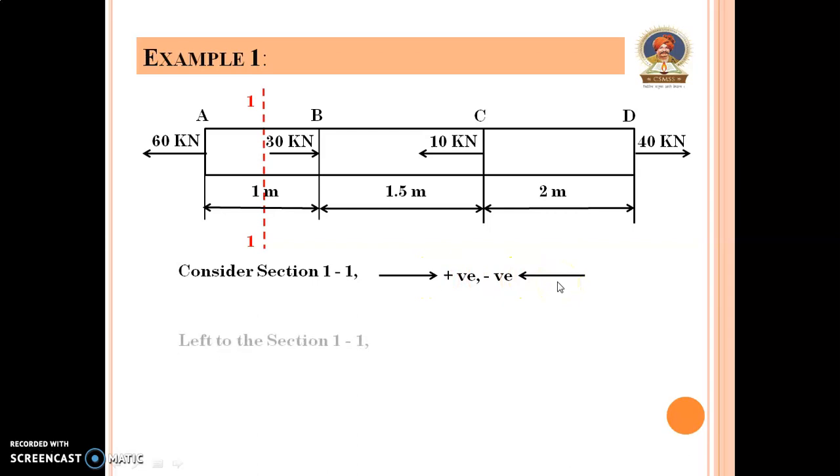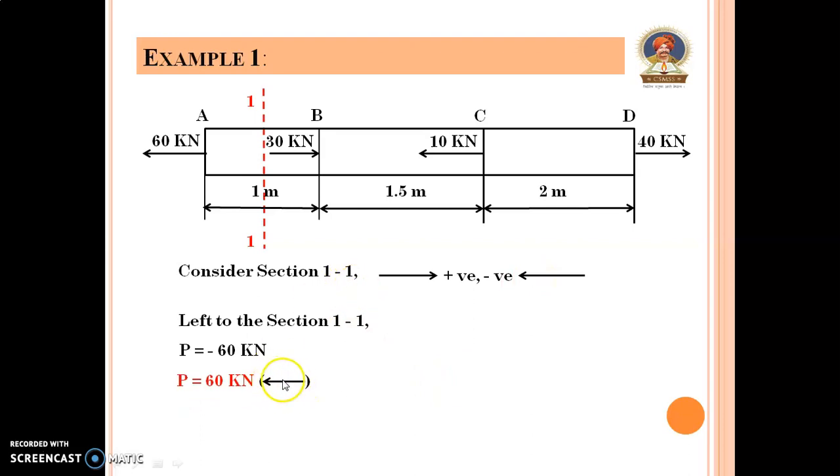So first of all, consider the left section to the section 1-1. In that section there is only one force, that is 60 kN, and it is moved towards the left side, so it is taken as negative. So P is equal to minus 60 kN. This minus sign indicates the force is moved towards the left side, or it is a negative force. Now consider the right section.